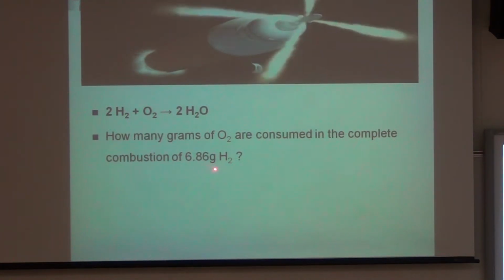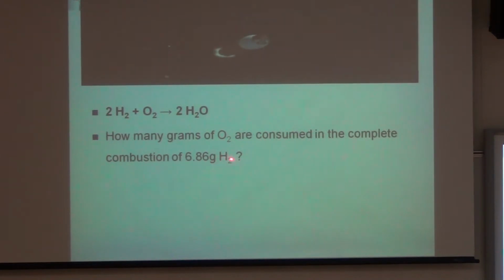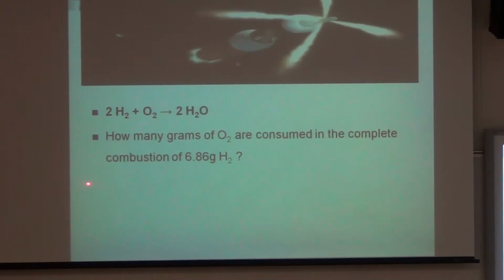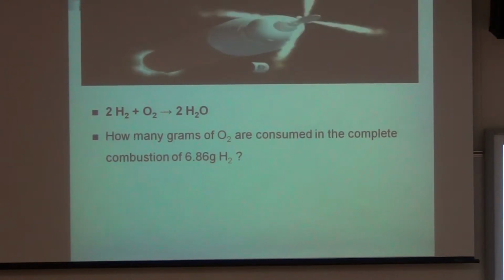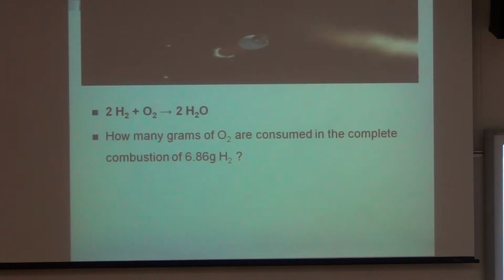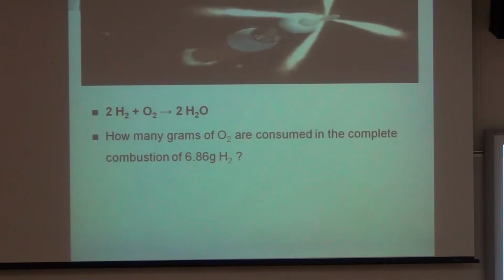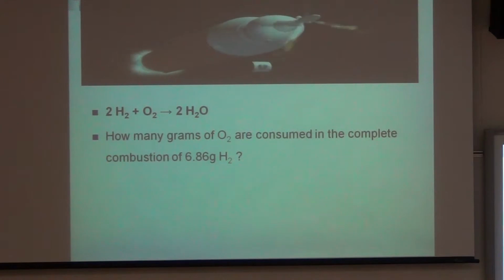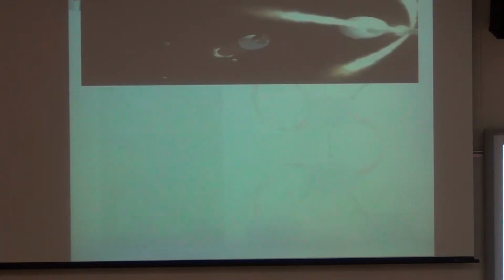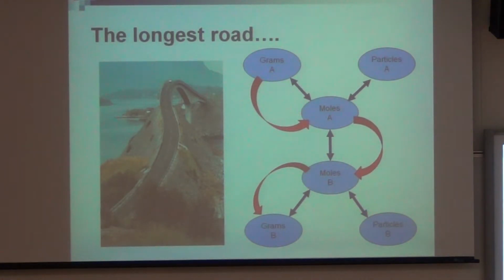So, we're going to start with our 6.86 grams of hydrogen. That's going to be the beginning of our T-chart. You just have a line there. I didn't indicate how many steps, but you can certainly figure that out as we go along. If we go back to our map, we're going to go from mass of hydrogen to moles of hydrogen, moles of hydrogen to moles of oxygen, and then finally moles of oxygen to grams of oxygen.